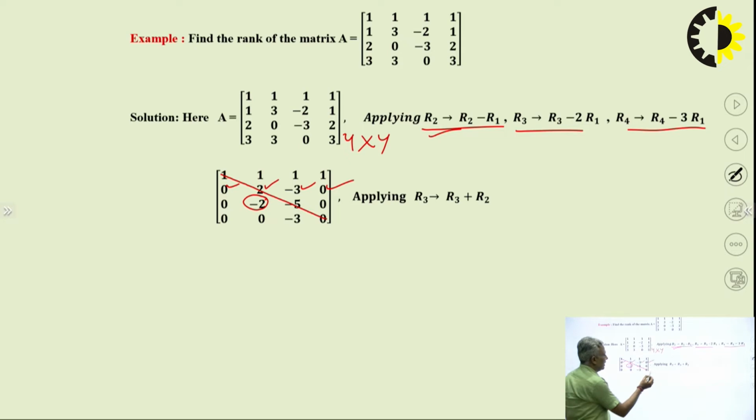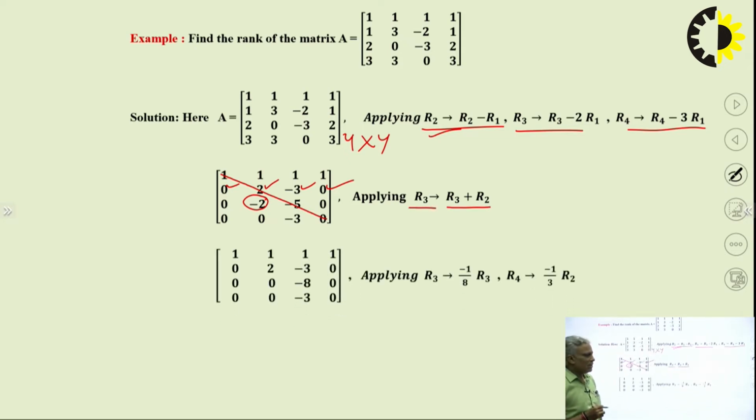So we apply here R3 arrow R3 plus R2. This is known as elementary row operation. So what will be the result here? First row as it is, right? Second row as it is. If we add this into this, the result will be 0 here, right? Minus 5, minus 3, minus 8 and 0 here. In the same way, the third row is the same.